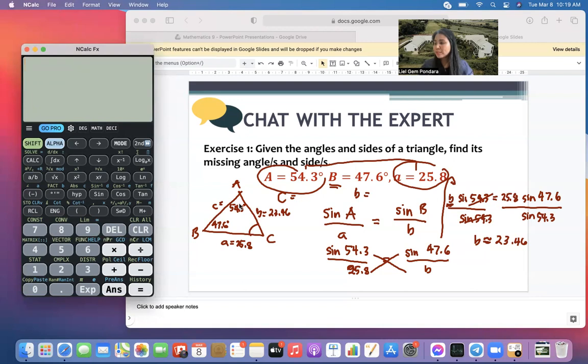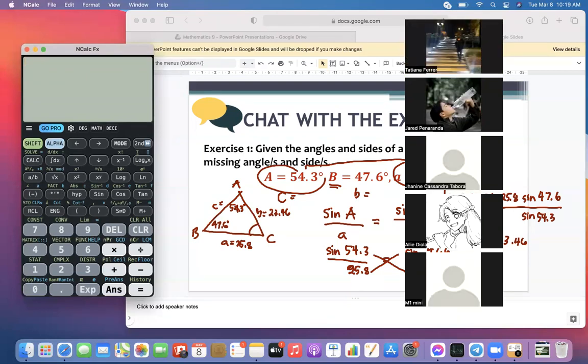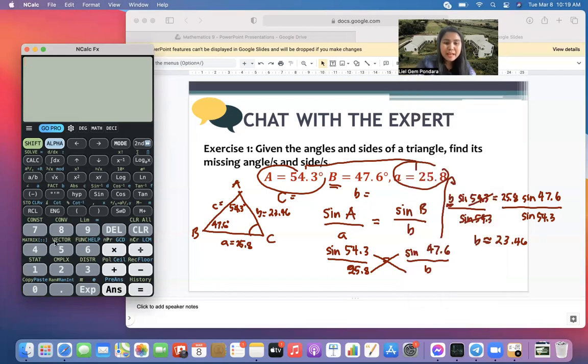Now, what's the answer? What's the measure of angle C? Anyone? Any answers? We'll have 180 minus angle A, 54.3, minus angle B, 47.6. The measure of our angle C is 78.1. So we now have 78.1 for C. So this time, we're going to solve for side C.